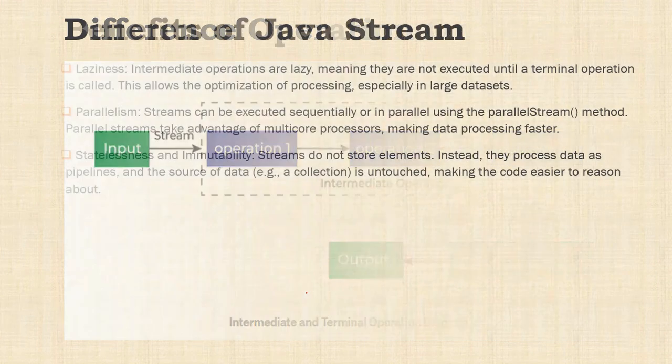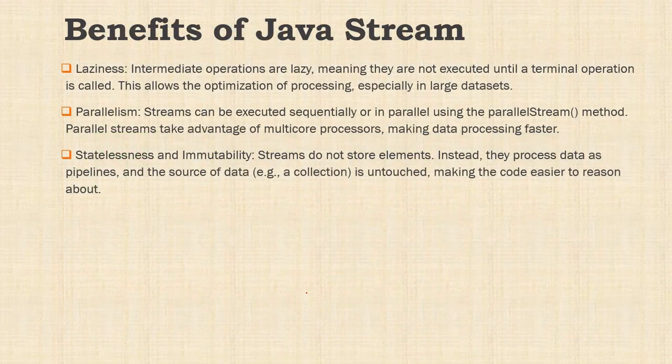So let's start new things, which are the benefits of Java Stream. Laziness: intermediate operations are lazy, meaning they are not executed until a terminal operation is called. So they are not executed until the terminal method. With the help of intermediate methods, we can't get the result. At last we have to perform the terminal operation. This allows optimization of processing, especially in large data sets.